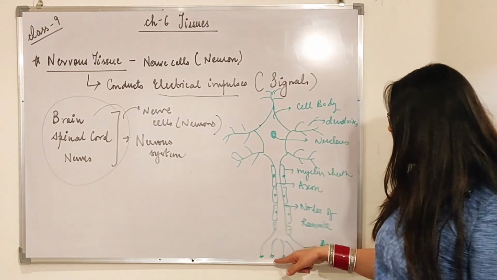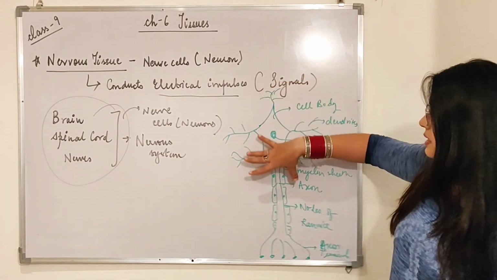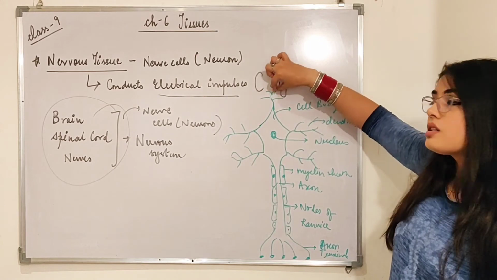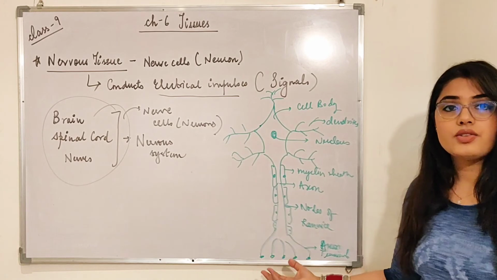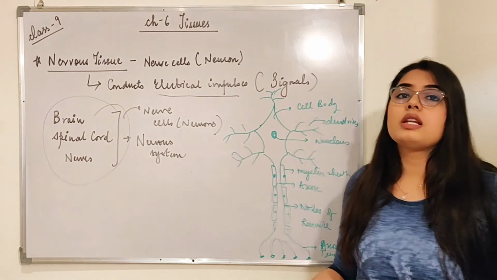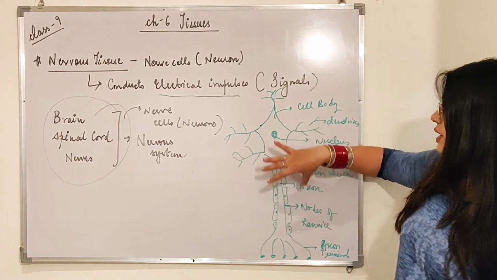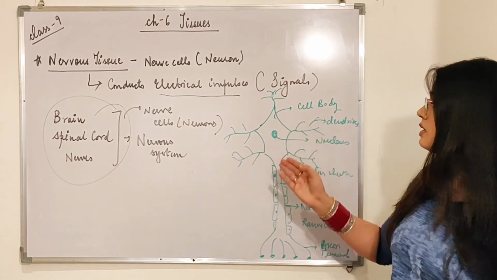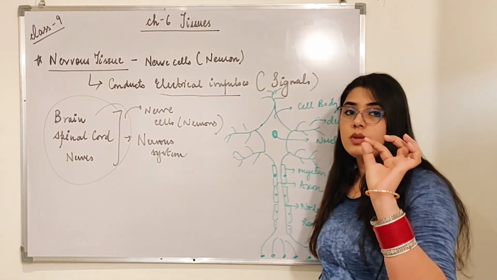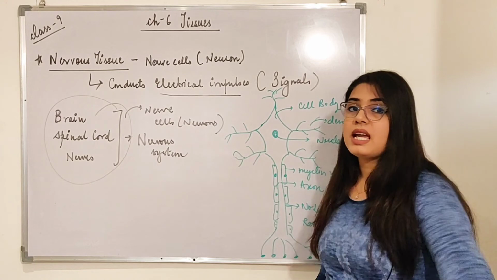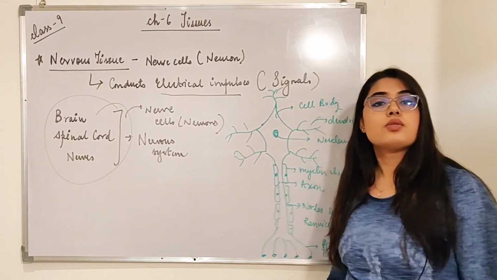And at the end there are axon terminals, or you can say the nerve endings. The signal starts to come from the dendrites, reaches the cell body, then reaches the axon, and at last it reaches the axon terminals, where it is released. Now, if the signal needs to be passed to another neuron, there has to be a gap in between them. That space is known as a synapse. So synapse is the space between two neurons.